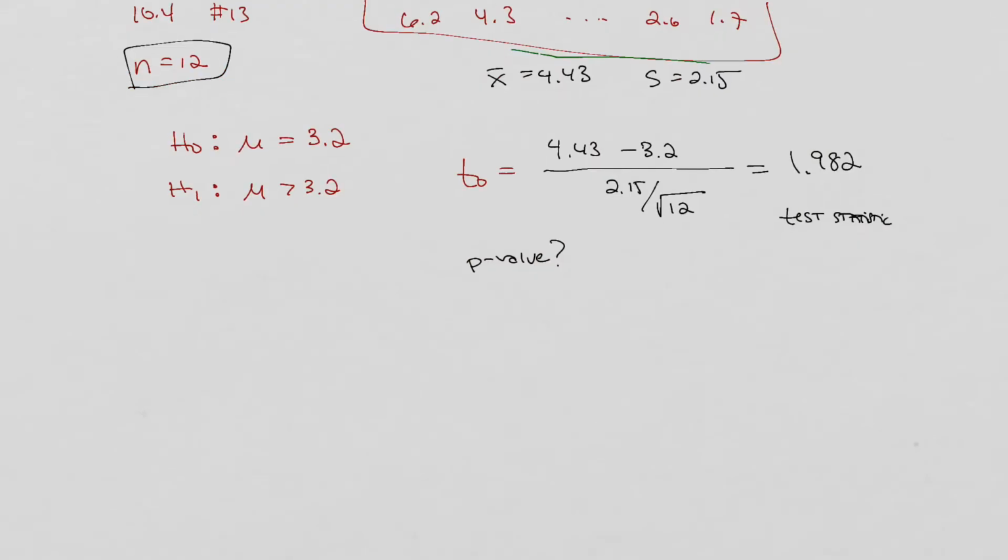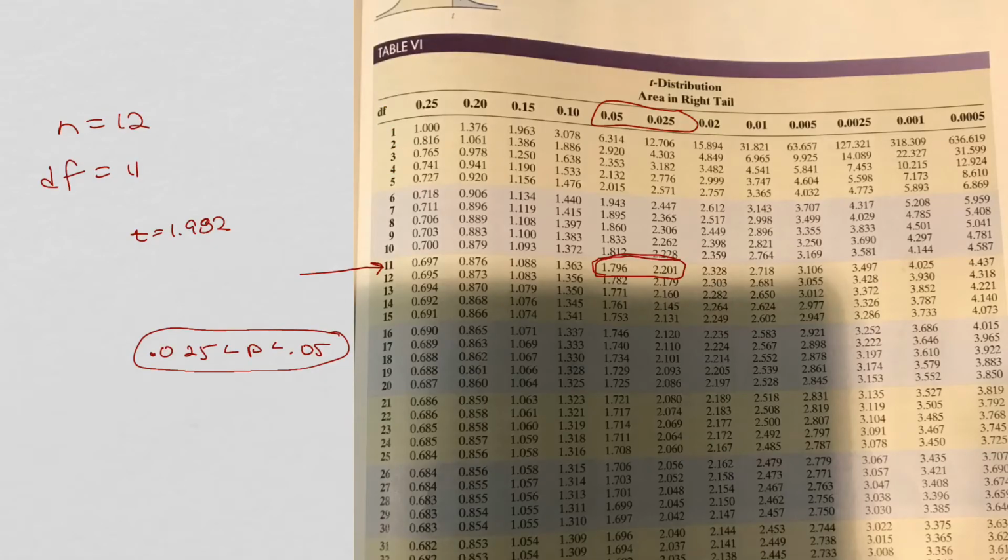Right? This p-value was between, what did it say, 0.025 is less than p is less than 0.05. And if we look at our chart, 1.982 kind of falls almost in the middle of this, which means the p-value is probably somewhere in the middle of that, like a 0.03 or 0.04, something like that.